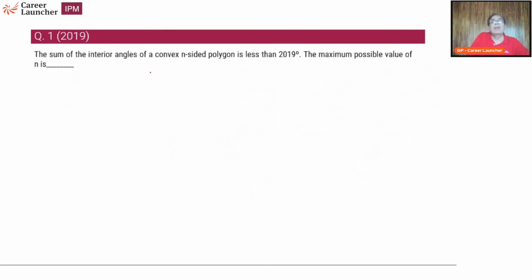Sum of interior angles of a convex n-sided polygon is less than 2019 degrees. Maximum possible value of n. Polygons, interior angles, something you would have studied in 9th, 10th.